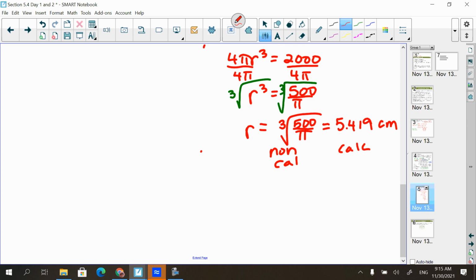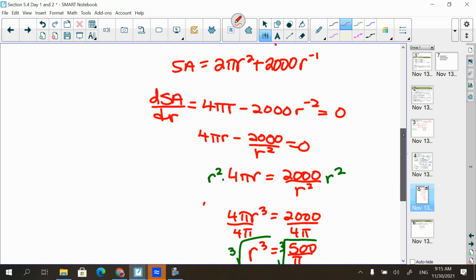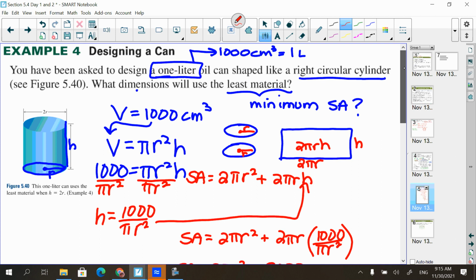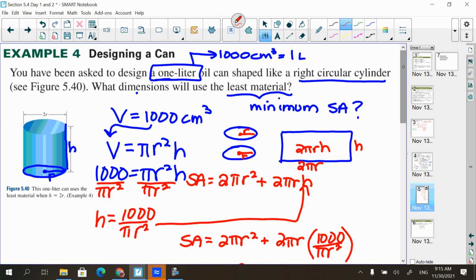Now that gives us r. Did they ask us for anything else? We've always got to go back, because sometimes they want to know what the actual surface area is, what the maximum volume would be, what the h would be up in the problem. They could ask us all different questions here. So we already know the volume was 1 liter, 1,000 cubic centimeters. So what dimensions, that's plural right there now, isn't it? So that means I have to give not only the radius, but I have to give the height.